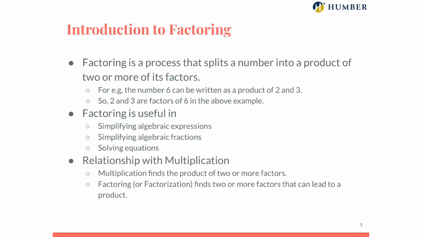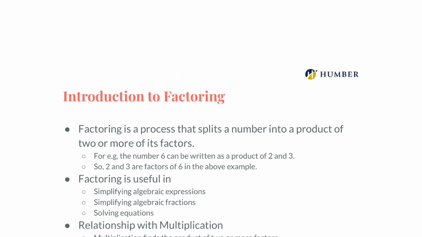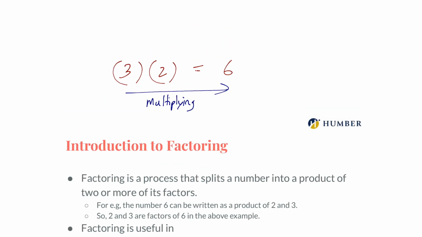So let me really quickly do a quick introduction. Factoring, using an example. So let's say we know 3 multiplied by 2 is 6. Right? So when you go this way, you are multiplying. But if you start at 6 over here, and you go this way, if you take the product and break it down into its individual components, then what you're doing is factoring. These components are called factors. So you could say 3 and 2 are factors of 6.